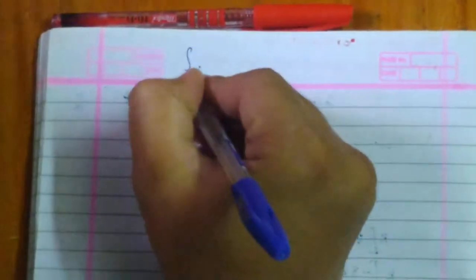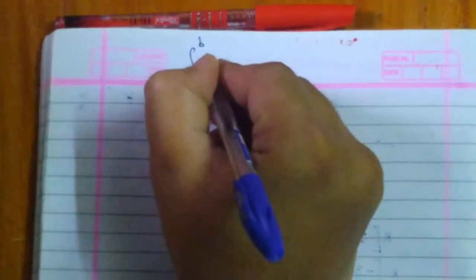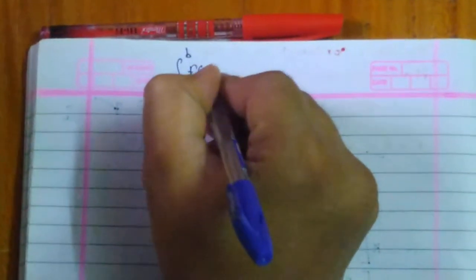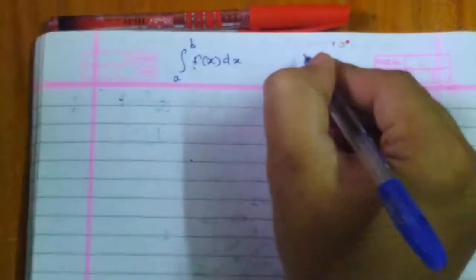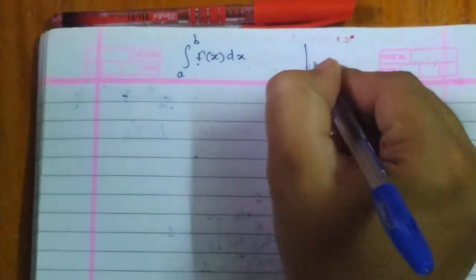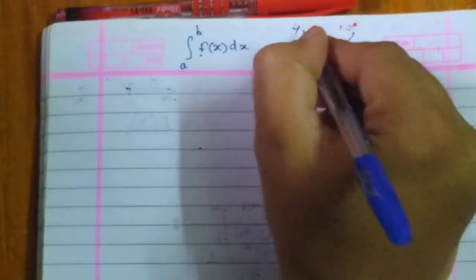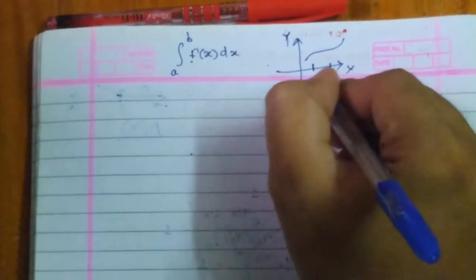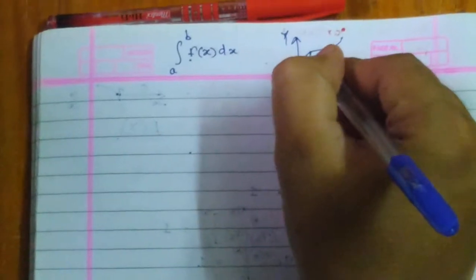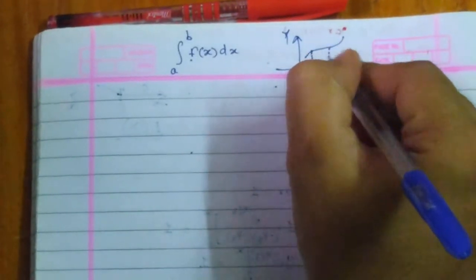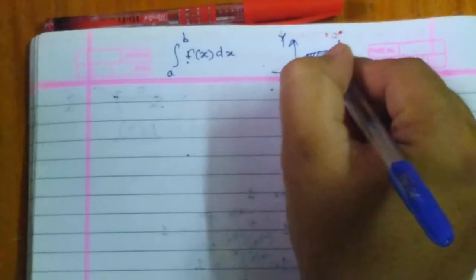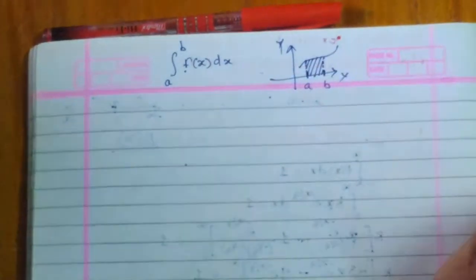In case of definite integration, if the integral is from a to b of f of x dx, then this is nothing but: there is some curve f of x on the xy plane, and we have two limiting values a and b lying on the x-axis. Then the integral from a to b of f of x dx is nothing but the area under the curve.